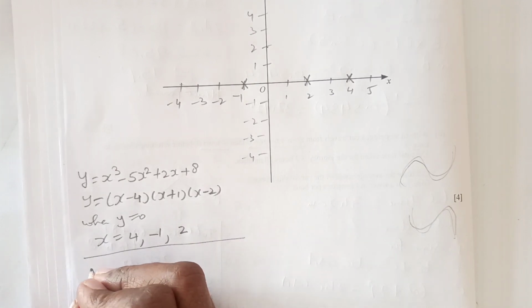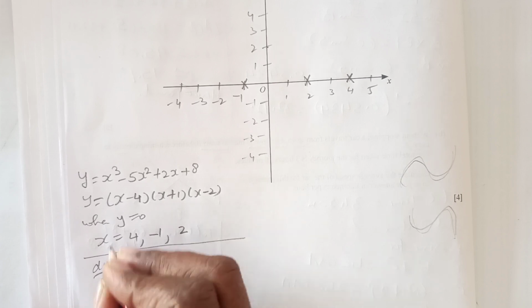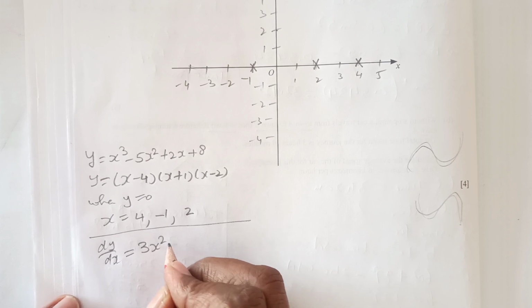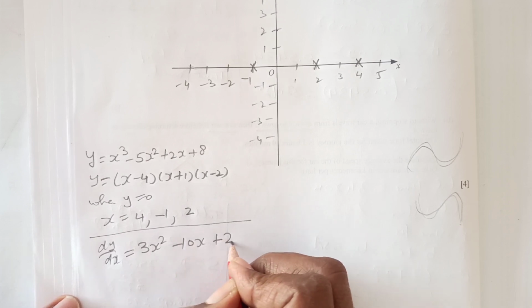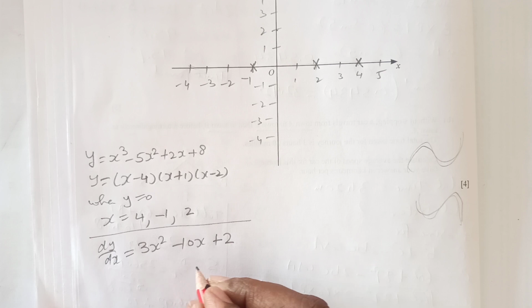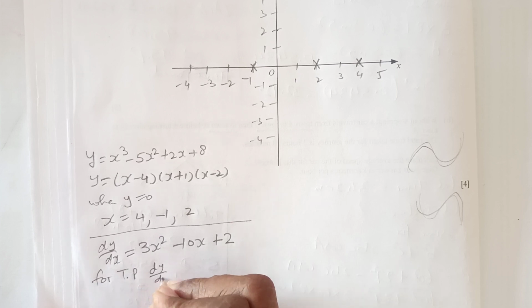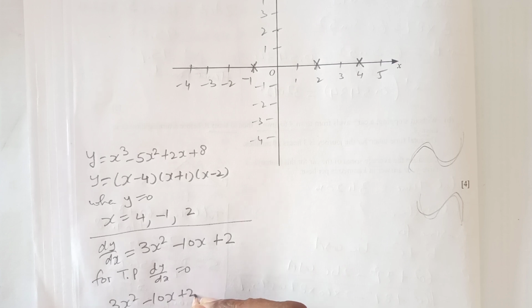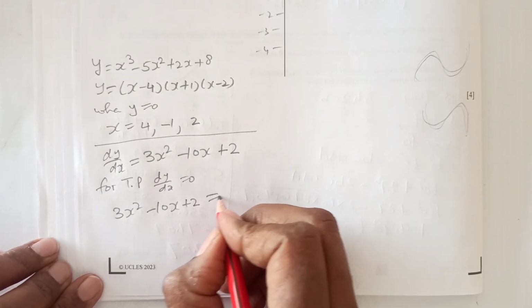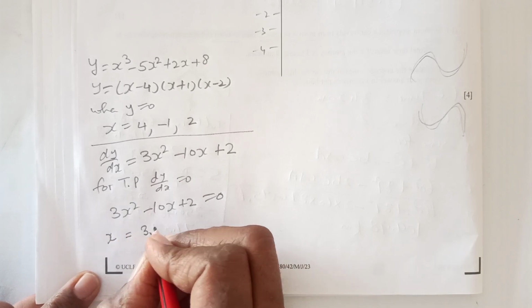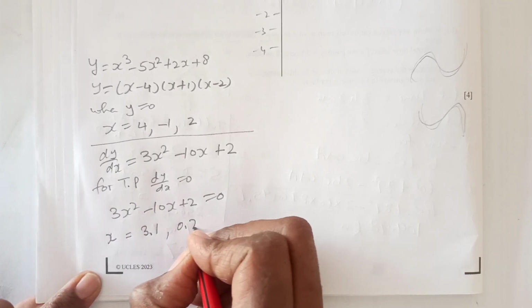Now for dy over dx, if we take the first derivative of this, when you differentiate this, this is going to be 3x squared minus 10x plus 2, right? So for turning points, dy over dx is 0. For the turning point, dy over dx supposed to be 0. So 3x squared minus 10x plus 2 is going to be 0. So from here, if I calculate this, x is coming 3.1 and 0.2, right?